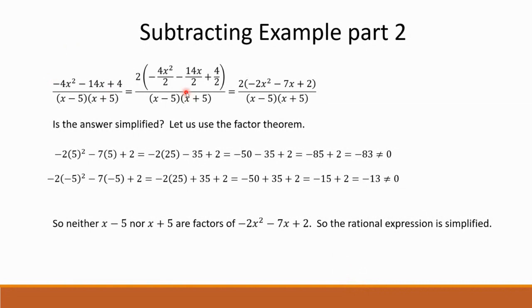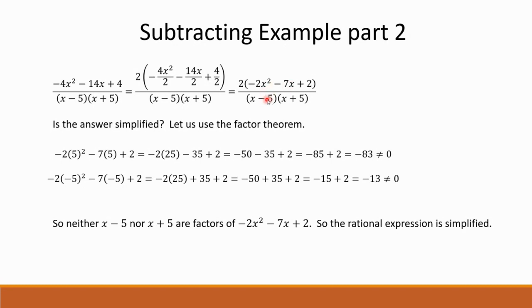Now, this step is kind of optional, what I did here. I just took out a common factor of 2, as you can see. You don't have to do that, though. I did it just to make the next steps a little bit easier. Basically, what we have to do, remember, is determine if the numerator and denominator have any common factors. If they do, we cancel them. And if they don't, we're done.